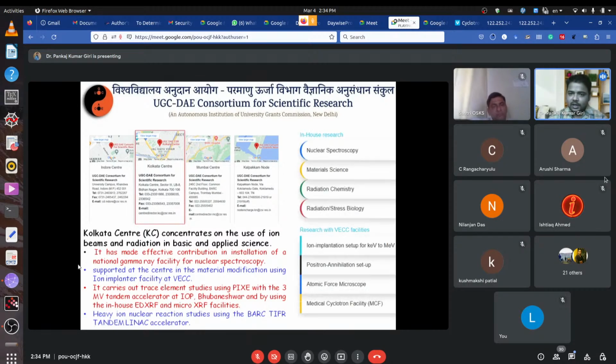Our center has in-house research in these categories: nuclear spectroscopy, material science, radiation chemistry, and radiation stress biology, and research is also carried out in collaboration with VECC. We have an ion implantation setup from the keV to MeV range, a positron annihilation setup, an atomic force microscope, and a medical cyclotron facility.